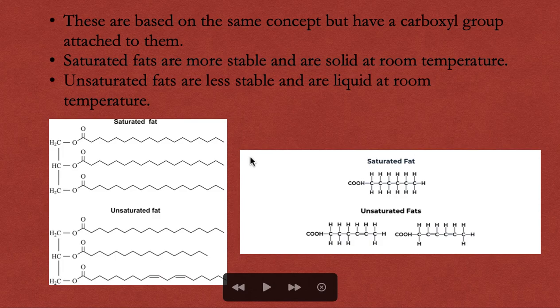And the only big thing that we need to remember for saturated and unsaturated fats was that saturated fats are more stable and are solid at room temperature, and unsaturated fats are comparatively less stable and are liquid at room temperature. And these unsaturated fats are what we call oils.